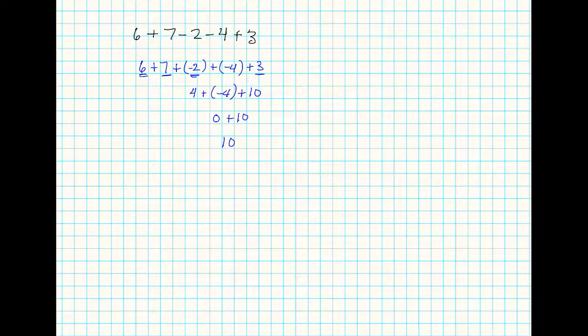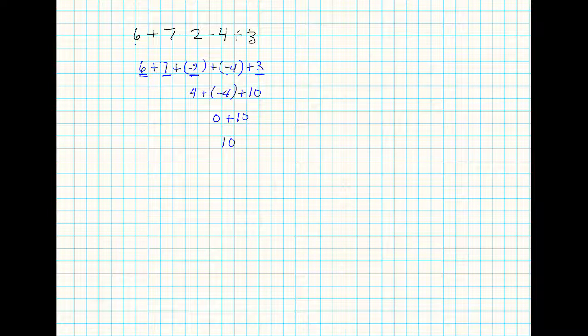And I want you to take a moment to notice that if you add this up left to right, 6 plus 7 is 13. 13 minus 2 is 11. 11 minus 4 is 7, and 7 plus 3 is 10. So we're still getting 10, and as long as you make sure that the 2 is negative and the 4 is negative, if you do this in any order, you will always get 10.